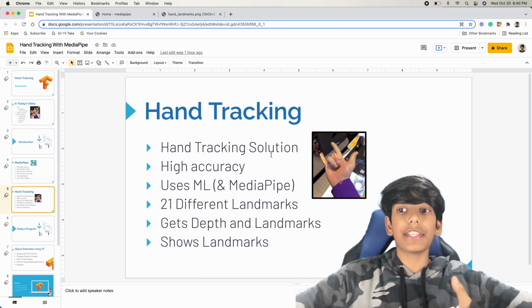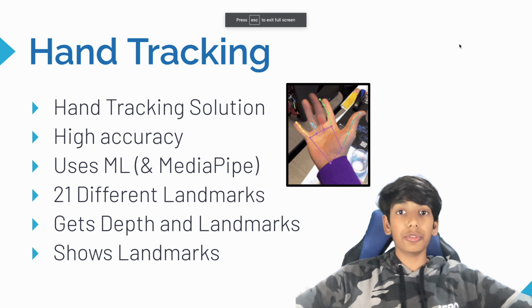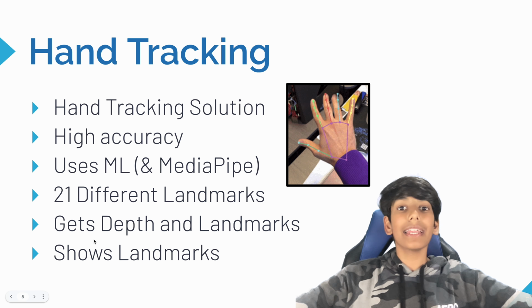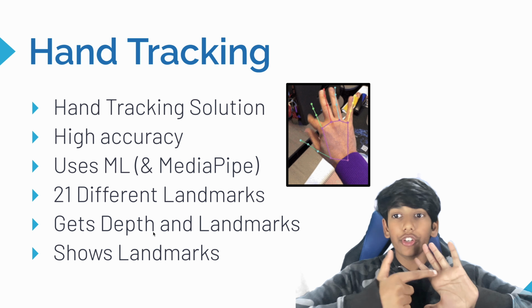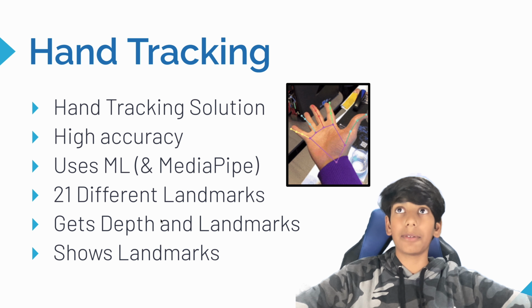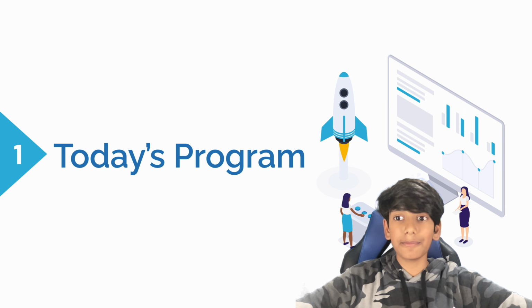And those are all the different hand landmarks that MediaPipe's module uses to do hand tracking. And then it points out each of those landmarks. So it gets, first of all, the landmarks of your hand, but it also gets the depth of them too, which goes even more in depth. So let's check out what we're going to do in today's demo.